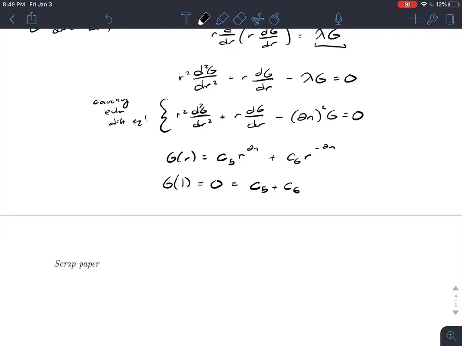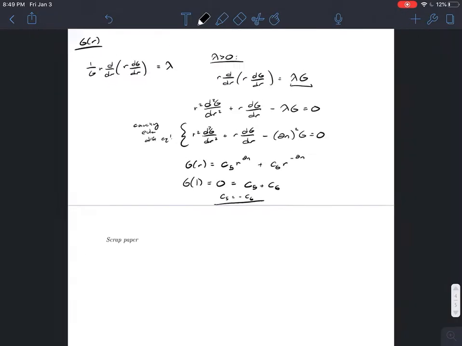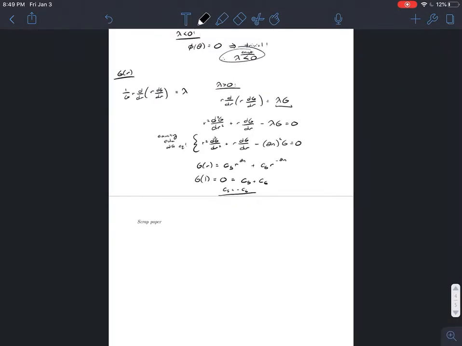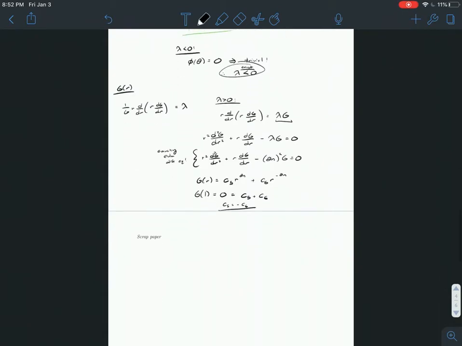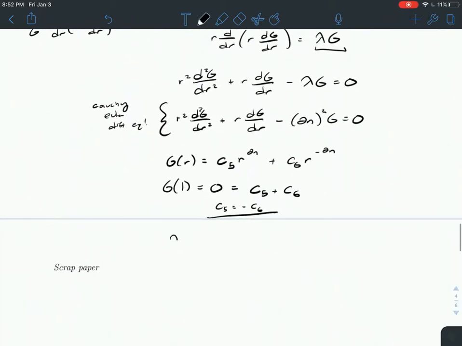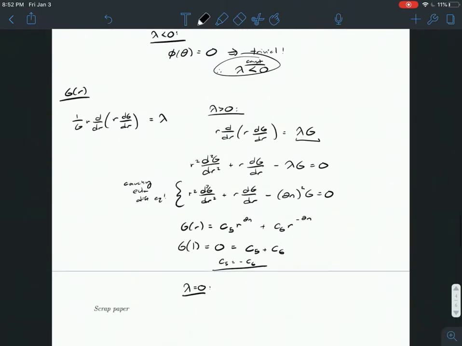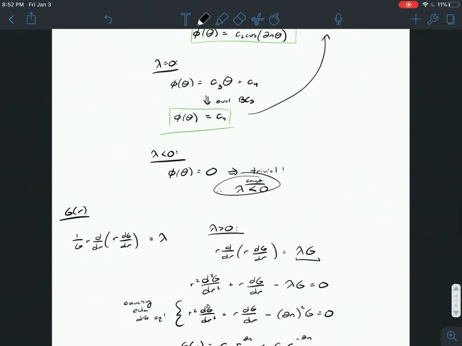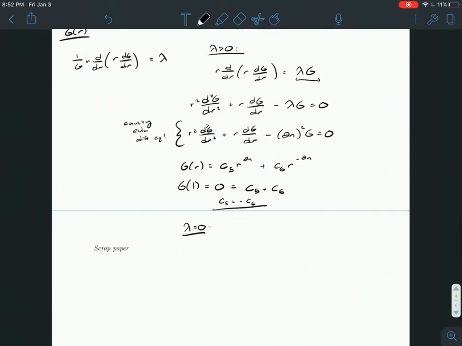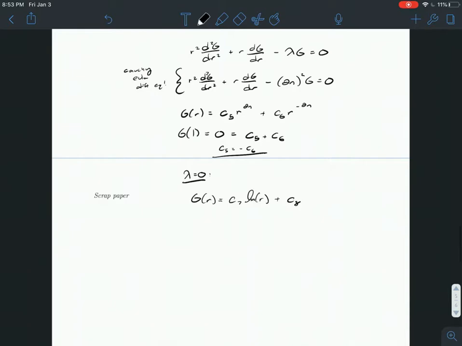And this consequently tells us that C5 plus C6 is equal to 0. And therefore, C5 is equal to negative C6. So now let's take a look at the lambda equals 0 case, because we cannot forget that. When we solve the differential equation for lambda equals 0, in the previous video for the Laplacian in a circle, we find that our differential equation for g of r for lambda equals 0 is equal to natural log of r plus some constant term.